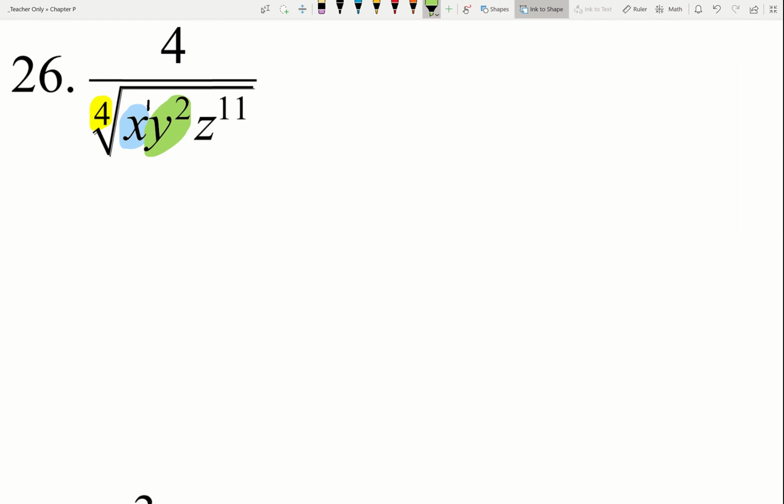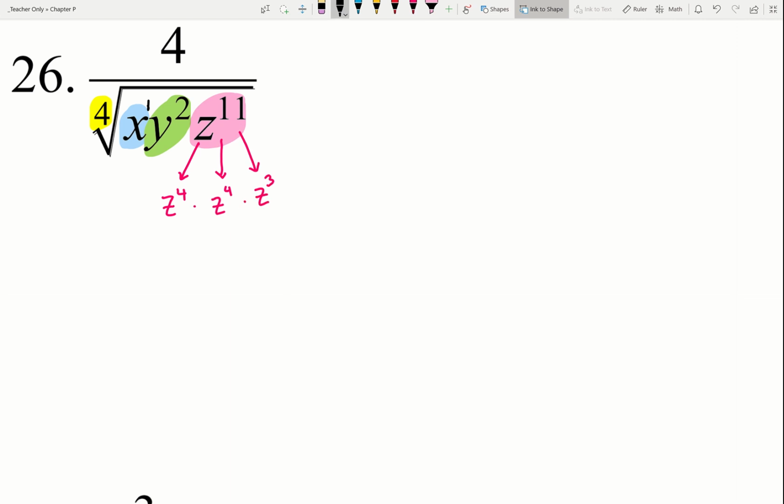Not quite enough money to leave the root, so we're going to keep that underneath. And if you look at this z term, it looks like that's z to the 11th, and that has a lot of money to leave the root, right? So we could break up this z to the 11th just like we did in the last video. If you need a refresher on that, make sure to watch that. But we could break this up as z to the 4th times z to the 4th times z to the 3rd is what would be remaining there.